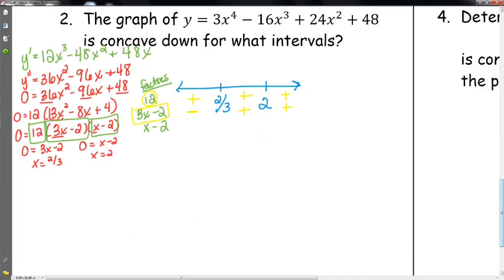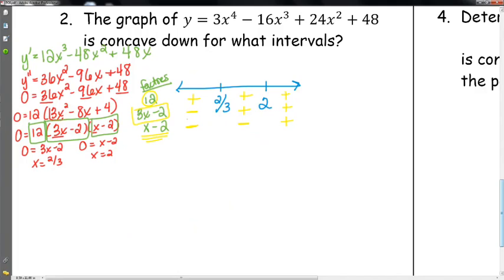So now I'm going to come down to my last factor. If I plug in a value less than 2/3, say 0, 0 minus 2 gives me a negative 2. That's a negative number. If I pick a number between 2/3 and 2 on my number line, say 1, 1 minus 2 also gives me a negative number. And then finally, if I pick a number greater than 2, let's say 3, 3 minus 2 is a positive number. And so now I can just multiply through.